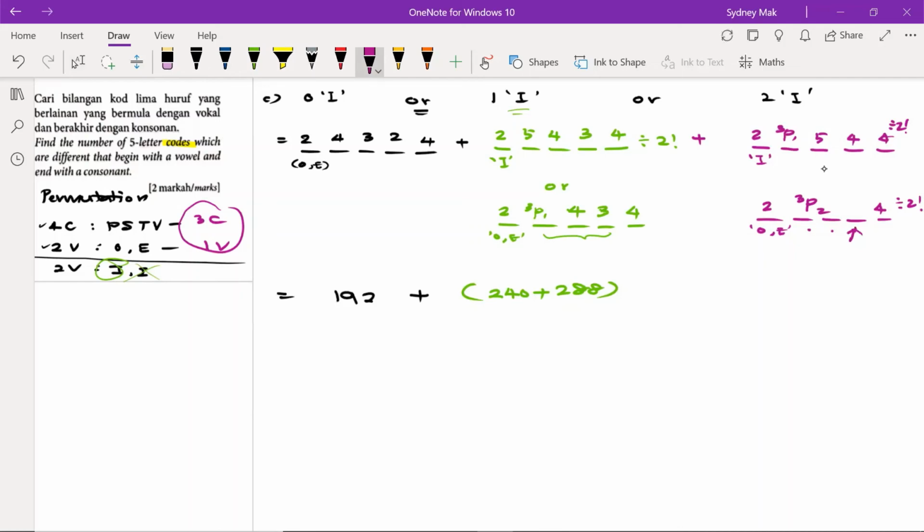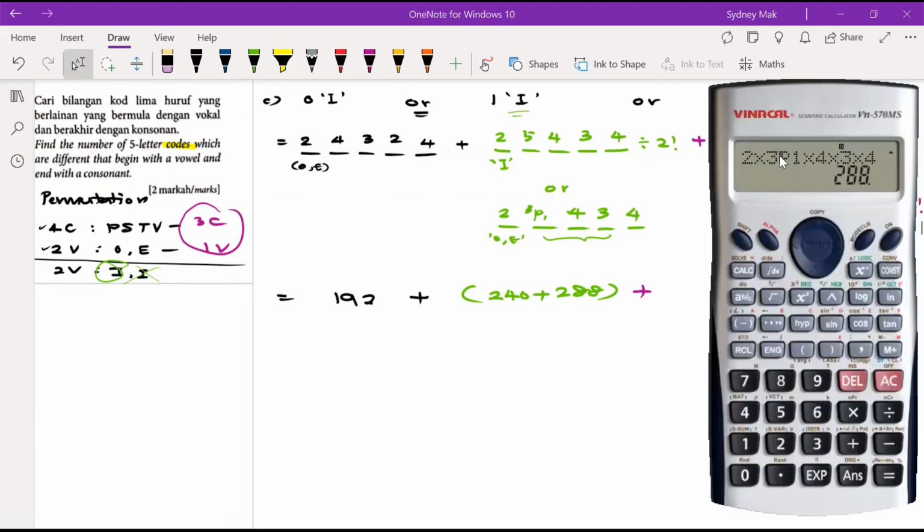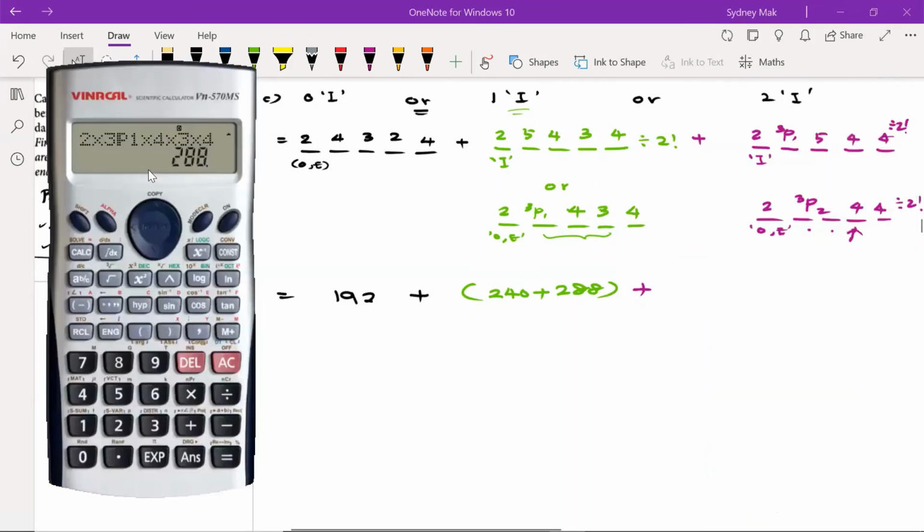And after that, we're left with just 1 empty slot. So how many objects can we choose to fill in this one last empty slot? We have 3 consonants and 1 vowel left. Therefore, we have 4 choices here. So let's put 4 and add these 2 scenarios together. So we have 2 times 3P1, and then times 5 times 4, and then times 4 again. Finally, divide by 2 factorial.